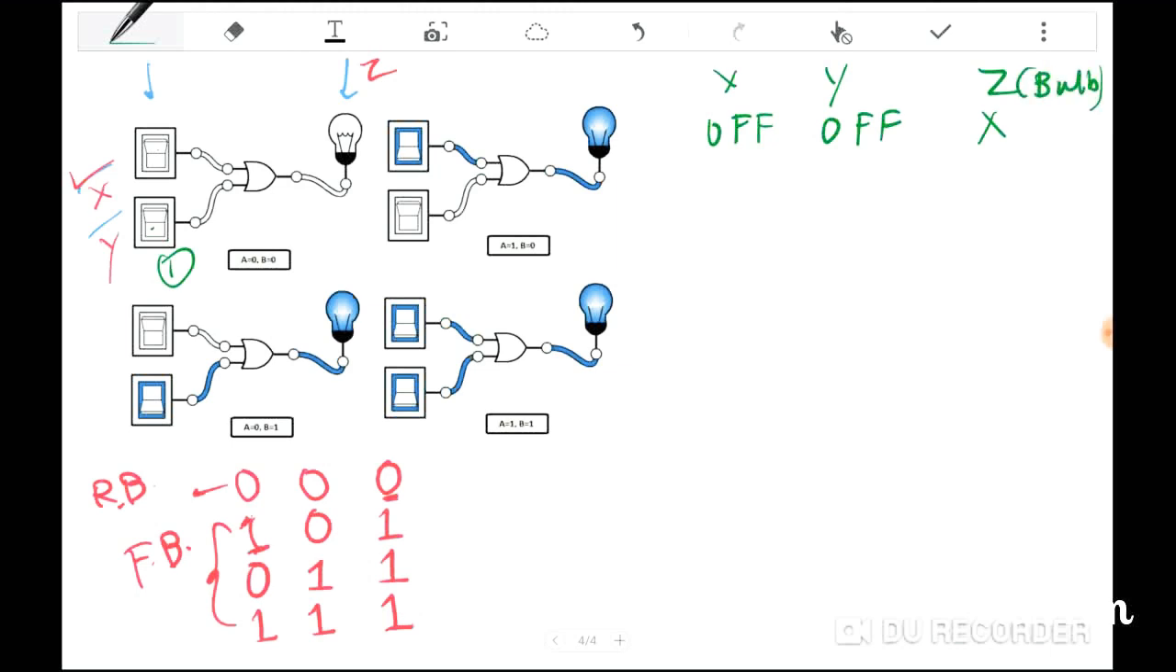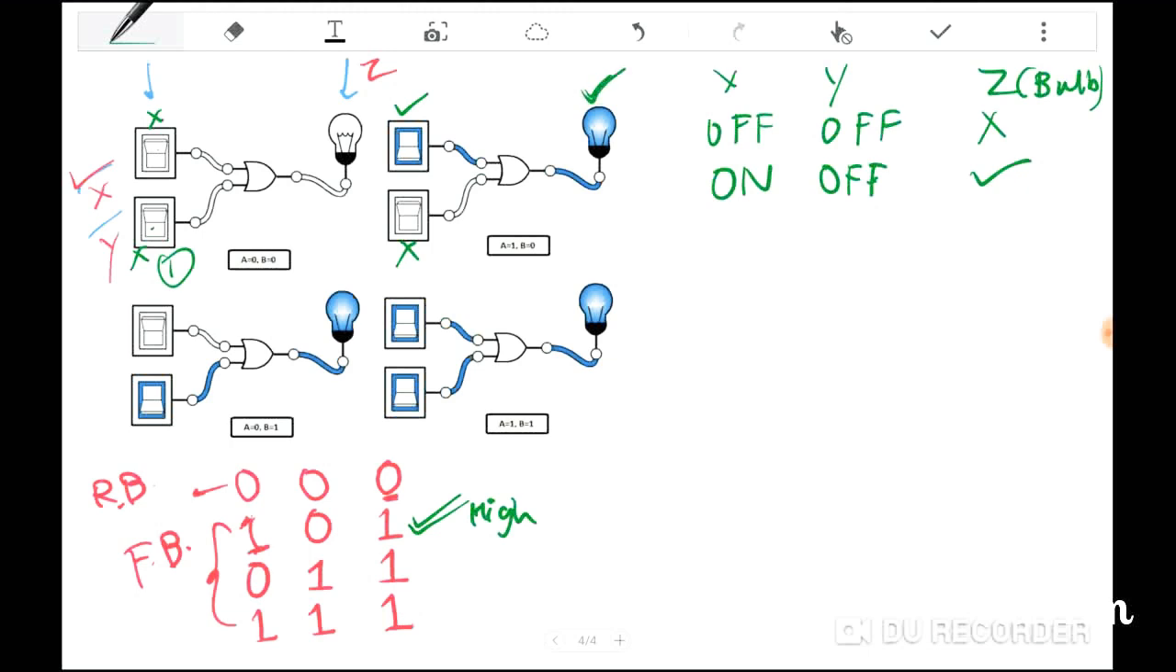The second condition is when one of the switches is on. Here you can see one is on and one is off. We still get an output, that is logic level high, that is 1. So one is on and one is off, or vice versa, and we get an output. The bulb is glowing.